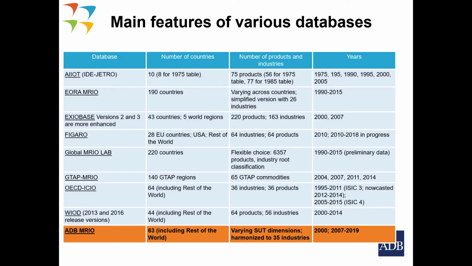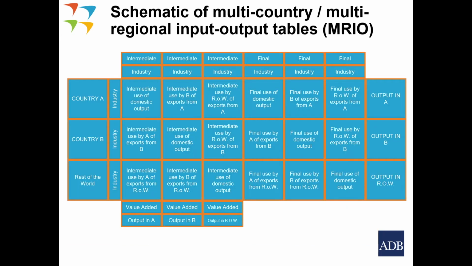Lastly, we have the ADB-MRIO with 63 countries, including the rest of the world, and 35 industries. Currently, we have IoTs for years 2000 and 2007 to 2019, and we will update the 2019 version in the first quarter of 2021. The ADB-MRIO covers 63 economies, of which 43 are consistent with the World Input-Output Database, or WIOD, 19 are ADB member countries, and 1 economy represents the rest of the world.